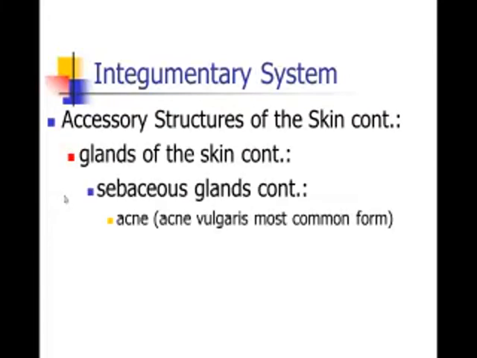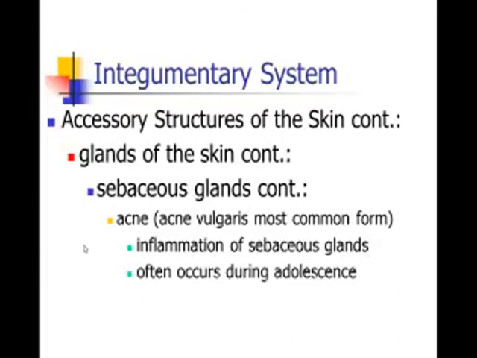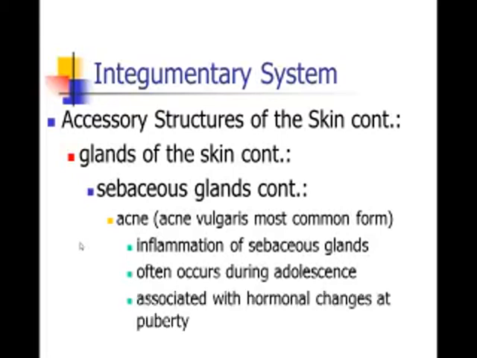Some people get acne. I'm sure many of you have heard of acne. The most common form is acne vulgaris. And acne is an inflammation of the sebaceous glands. It often becomes acute or more of a problem during adolescence. And the reason that happens is because of hormonal changes that are occurring at puberty.